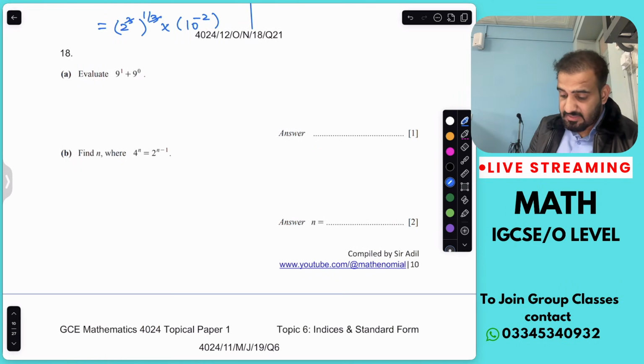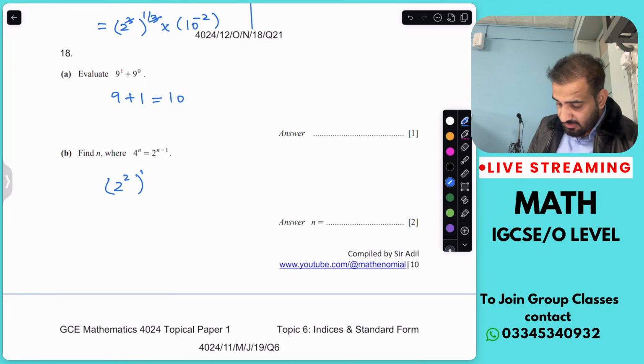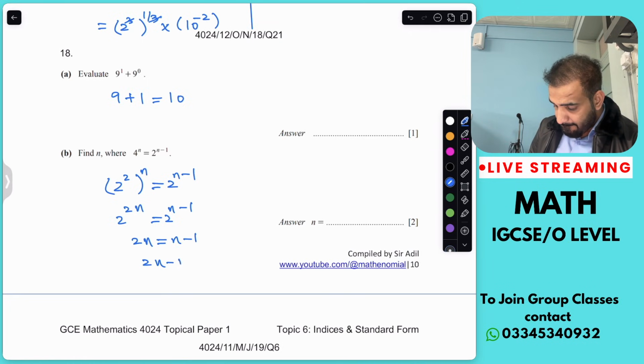9 raised to power 1 is 9. 9 raised to power 0 is 1. The answer is going to be 10. So 4 can be written as 2 square and whole power n is equal to 2 raised to power n minus 1. 2 raised to power 2n is equal to 2 raised to power n minus 1. Simply equate both powers. That's it.